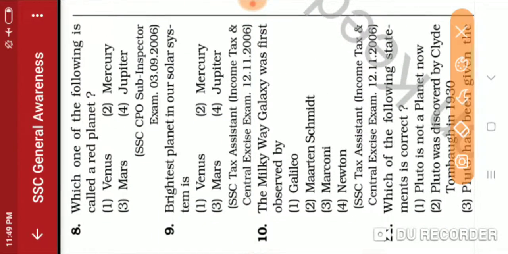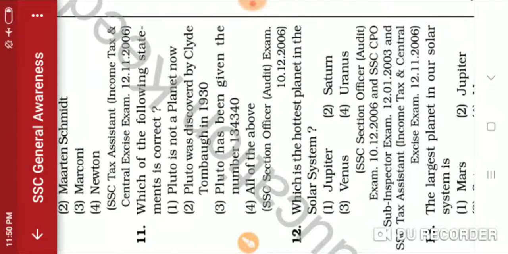Next question is that which one of the following is called a red planet? I told you Mars is called a red planet. Brightest planet is Venus. Milky Way galaxy was first observed by, of course, our own Galileo. Galileo has discovered a telescope also, and by his telescope, he observed our Milky Way galaxy first time in the human history.